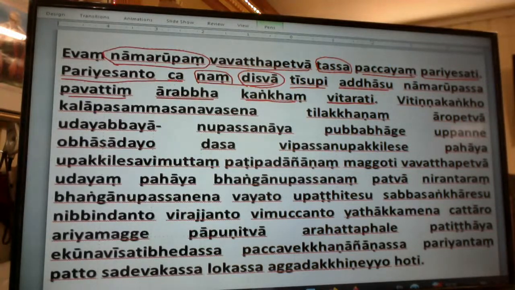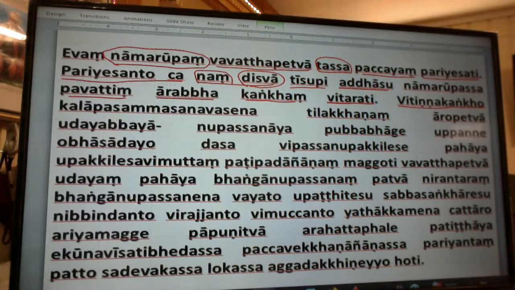So that's why here Pali mentioned Kankham Vitarati, overcome. Tinna Kankho, sorry, Tinna Kankho. After going beyond the doubt, that person we call Tinna Kankho, the person who has already overcome the doubt.